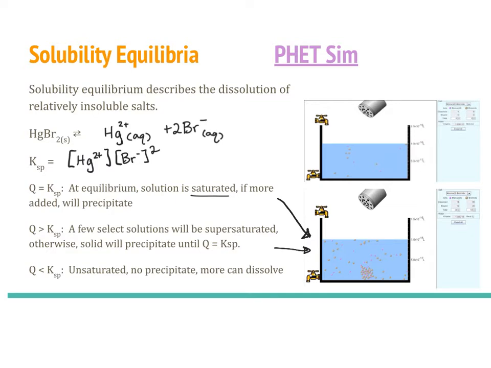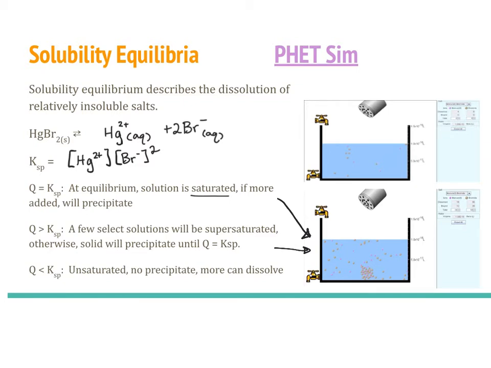A few very select solutions can be supersaturated, which means under very unstable temporary conditions, you can get more to dissolve than should be physically possible. But if a supersaturated system is disturbed at all, the precipitate will quickly form and will come back to the saturated conditions. We'll look at an example of that hopefully in class.